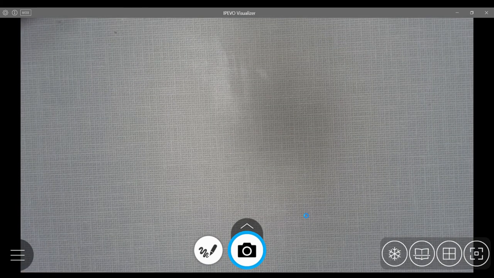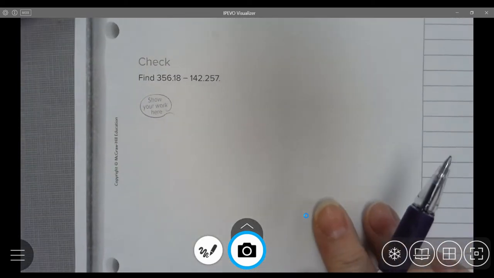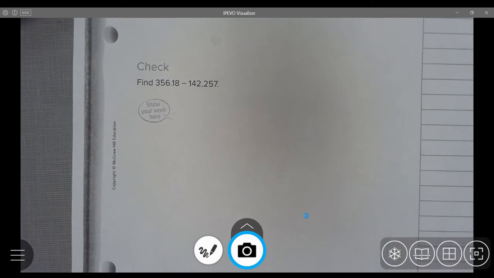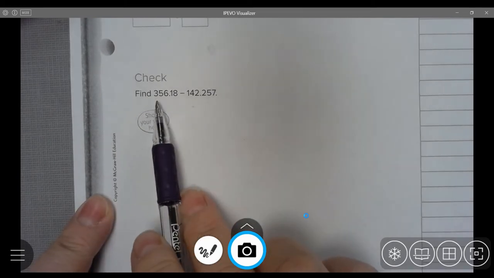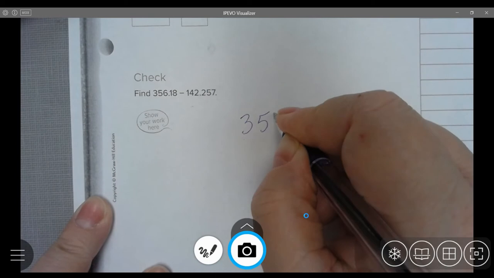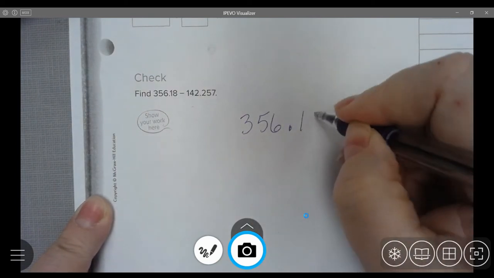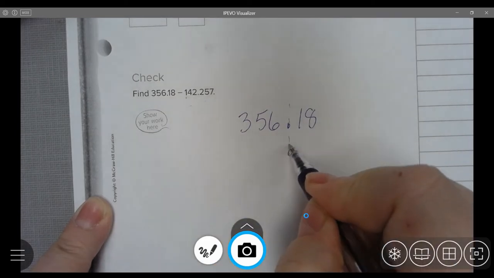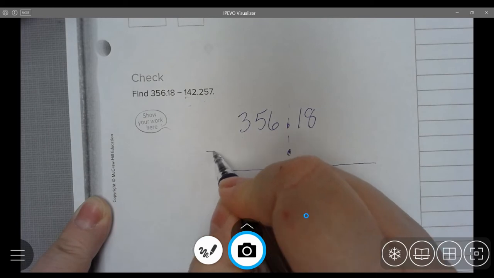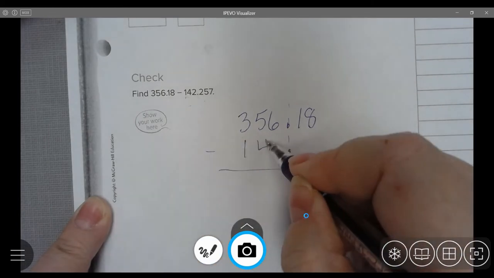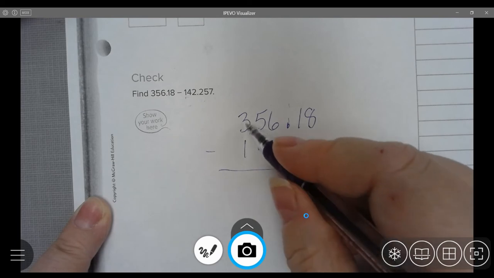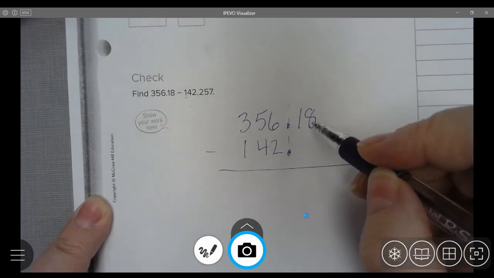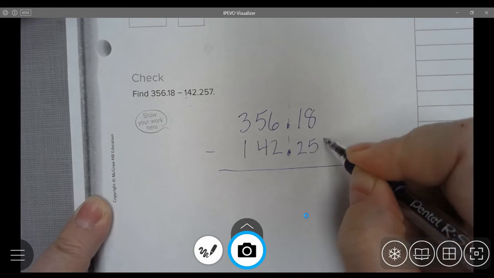Now, our example on page 145, we're going to do the example for subtraction. And again, I'm going to start with the 356, and then a decimal, and then the 1 and the 8. And then I'm going to take the second number, put the decimal there, make sure they're lined up. Put my line, I'm going to do subtraction. We have a 1, a 4, and a 2. Make sure they're lined up in the correct place value. And then I have the 2, a 5, and a 7.